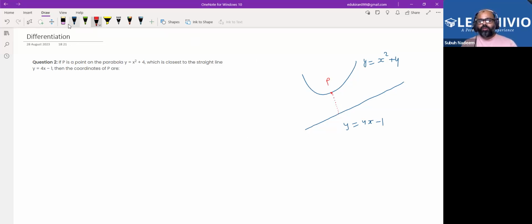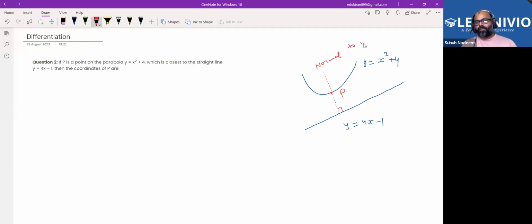In order to approach this question, we first have to keep this fact in mind: the closest point on this parabola has the shortest distance from this line if this is perpendicular to this line. Okay, this is one fact. Another fact is that this line, if extended, is actually a normal to the parabola.